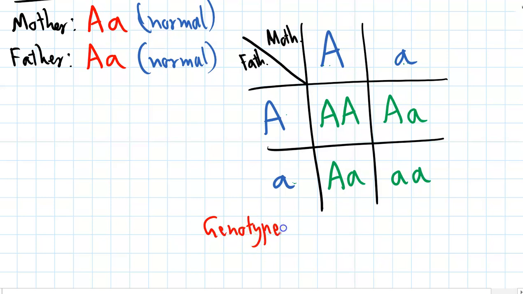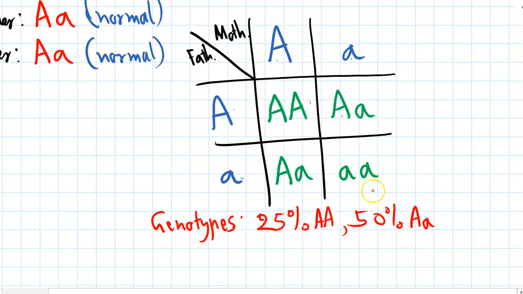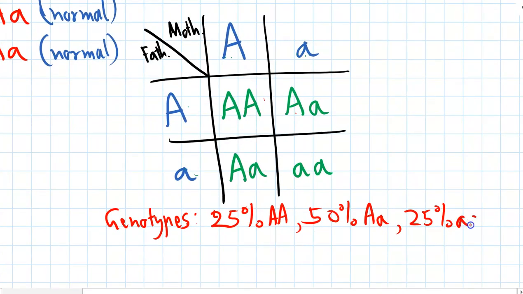So the possible genotypes. Well, we can see we've got 25% will be big A, big A, so a quarter. 50% are going to be heterozygous, because there's two possible ways to make a heterozygous child out of 4. 50% heterozygous. And then there's another 25% homozygous recessive, small a. Okay, that's only the genotypes though.